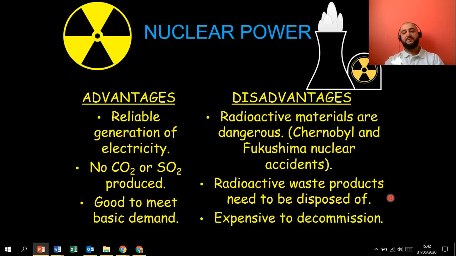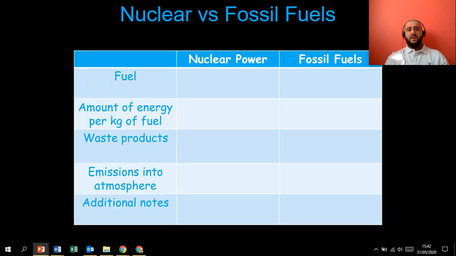And very expensive to decommission. Again, it's very expensive to decommission because of the complexities with getting rid of the radioactive material and making sure that that's safe. So nuclear versus fossil fuels.